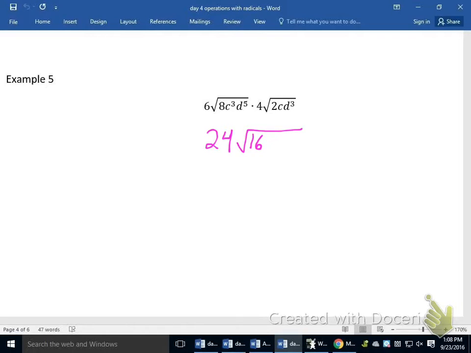C to the 3rd times C to the 1st is C to the 4th power, and D to the 5th times D to the 3rd is D to the 8th power. Now I'm going to simplify the root as much as possible, and this one actually completely simplifies.